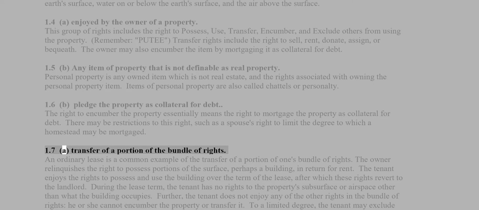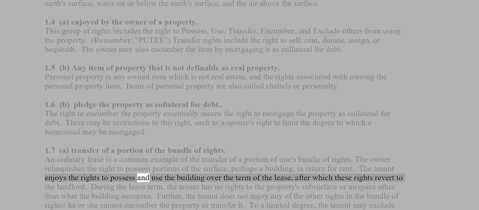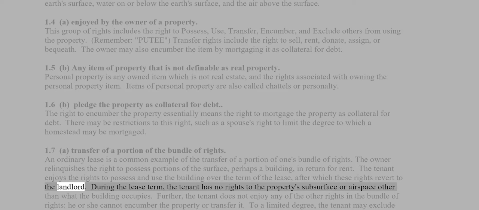1.7 A. Transfer of a portion of the bundle of rights. An ordinary lease is a common example of the transfer of a portion of one's bundle of rights. The owner relinquishes the right to possess portions of the surface, perhaps a building, in return for rent. The tenant enjoys the rights to possess and use the building over the term of the lease, after which these rights revert to the landlord.